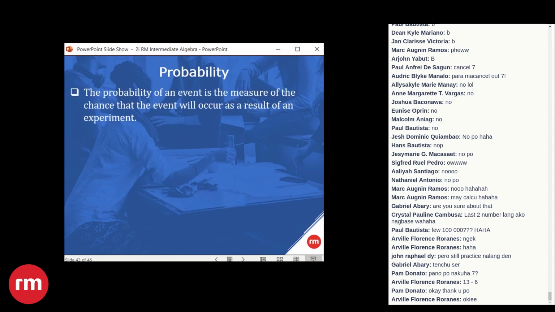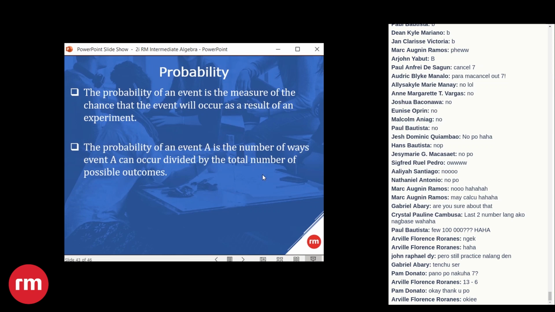The probability of the event is the measure of the chance that an event will occur as a result of an experiment. Usually, an experiment, ang items na gato sa UPCAT is usually playing cards, or number of male or female students in a class, or number of colored marbles na kukunin nyo. Ganun yung mga types ng items na malabas. For our example, it's going to be playing cards.